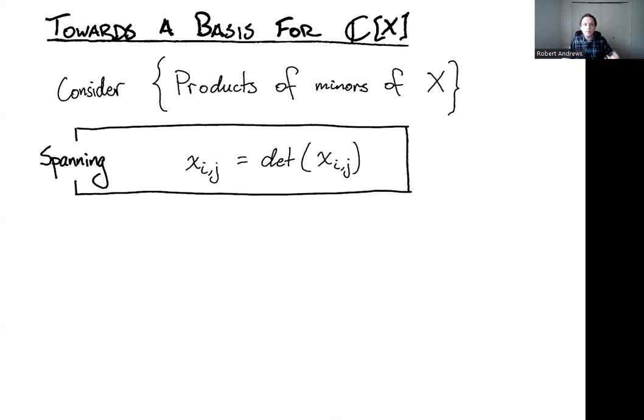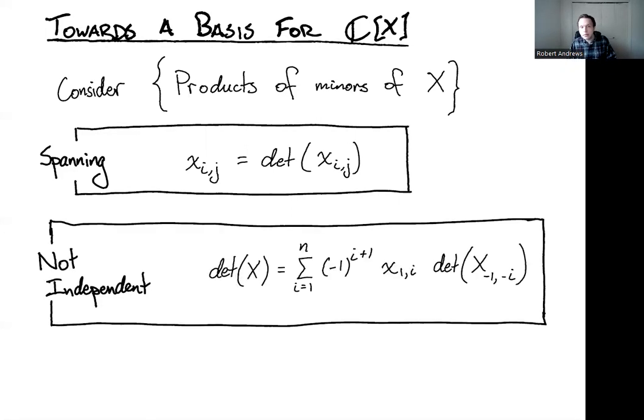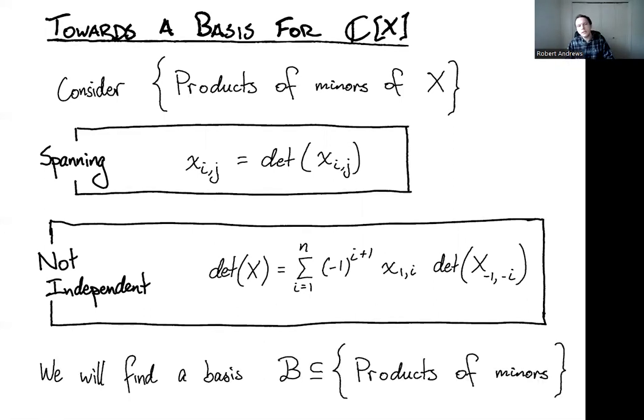So of course, all the monomials can be expressed as products of minors of x. On the other hand, this is not a linearly independent set. If you expand the determinant by minors along a row or along a column, you get a non-trivial linear relation. Now, what we'll do is we'll find a subset that will turn out to be a basis.